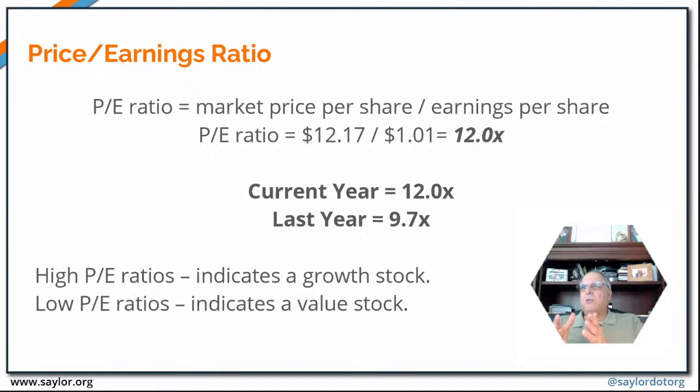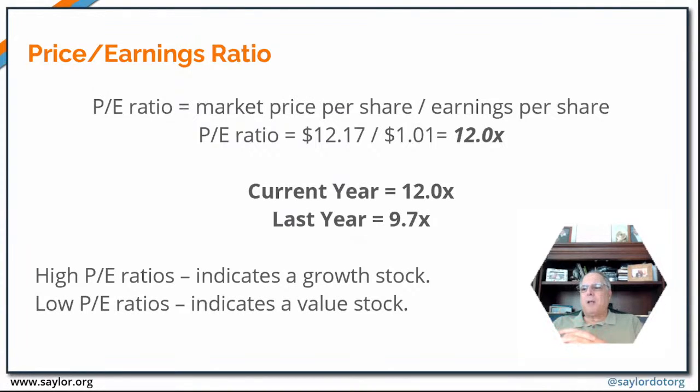Now, in this case, our stock is trading at $12.17 a share. Earnings was $1 per share. So the price to earnings ratio is 12 times, or the market is willing to pay 12 times what the actual earnings per share are. Now, before I go any further, think about what that means. If the actual earnings on a share of stock is $1, why would the market pay $12 a share?